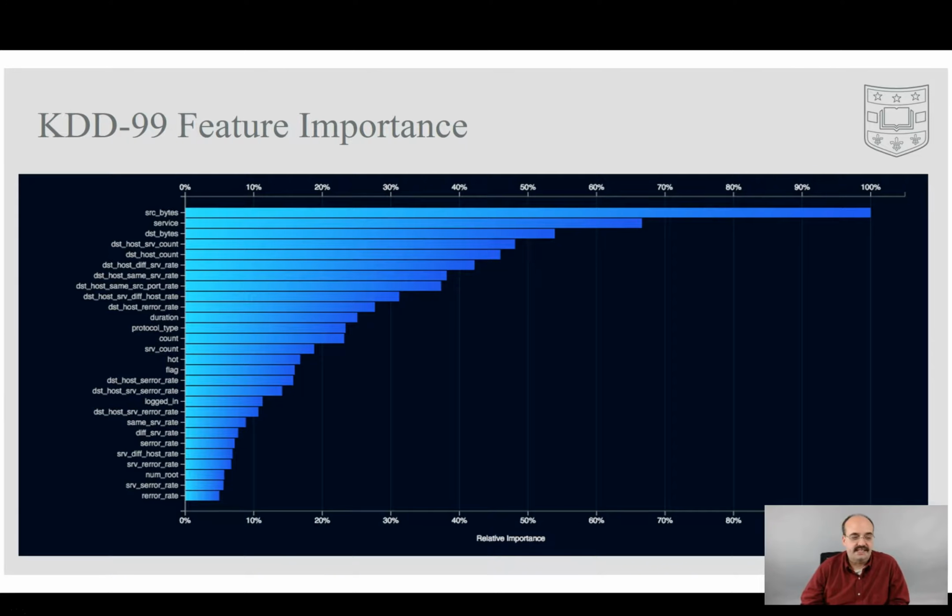And by the way, this is a plot that I did of these. We've seen how to do this sort of thing before with feature importance. This is just feature importance. You can see that the number of bytes coming in on the source is very important, as are the destination bytes. The service type, like is this HTTP or something else such as this. So you can see there's a lot of features. They're not all as important as each other.